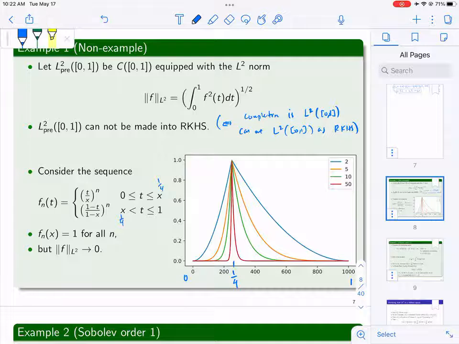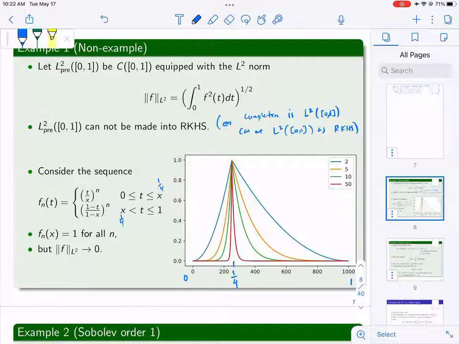As n goes to infinity, these are continuous, but they narrow down. So you can see that fn of x is 1. So this sequence at point x is always 1 for all n, but the L2 norm of the sequence shrinks to 0. It's not hard to see that the mass goes to 0. And this shows that the space cannot be, or the completion cannot be, an RKHS.